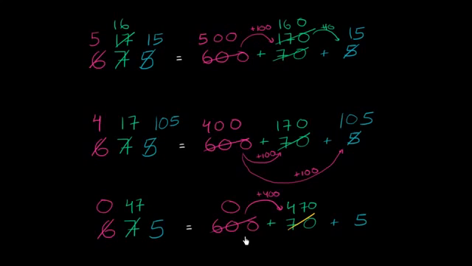So let me do that. I still have 200 to give to the ones place, and so that's going to go from 5 to 205. Once again, all I've done is regroup the value in the number 675. Any of these still represent 675. You can add these numbers on the right, and they all add up to 675.